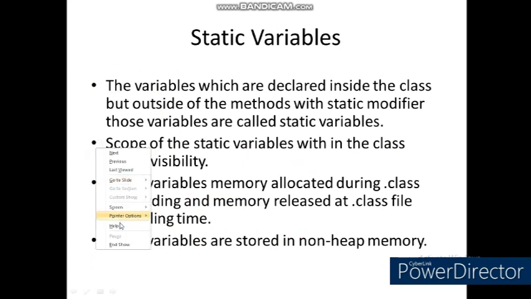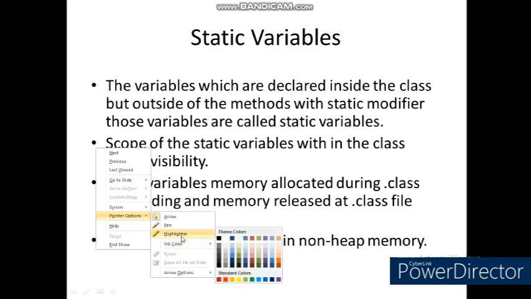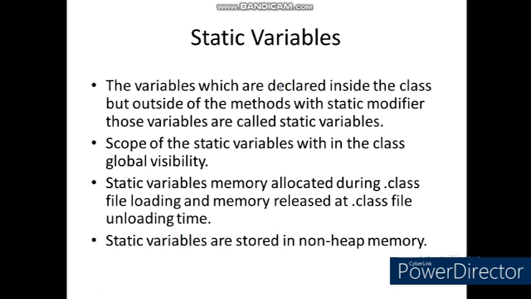Okay, so what do you mean by static variables? The variables which are declared inside a class, but outside the method, with the static modifier, are called static variables. So the scope of these static variables is within the class only, with global visibility.